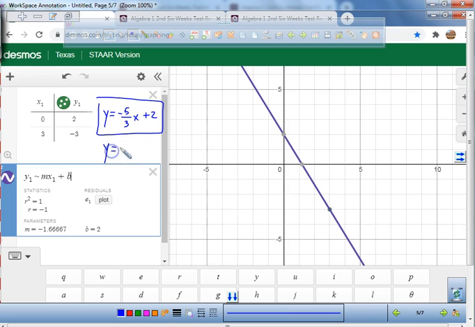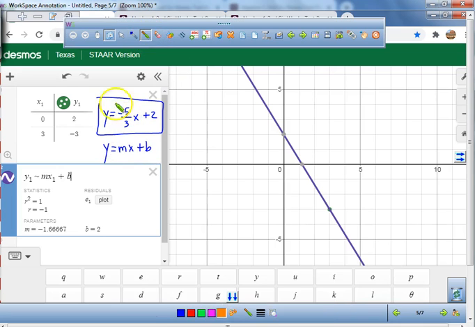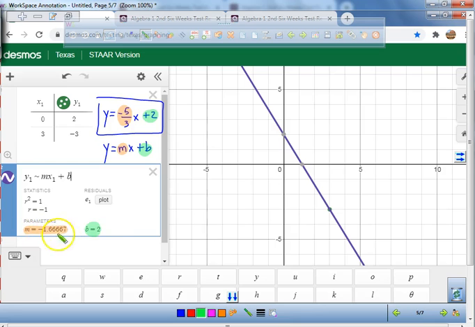Do you guys know what I'm talking about? Slope-intercept form, y equals mx plus b. What's our m? It tells us our m value, which is -5 over 3. And it tells us our b value, which is what number? A +2. So it always gives you the slope and the y-intercept.